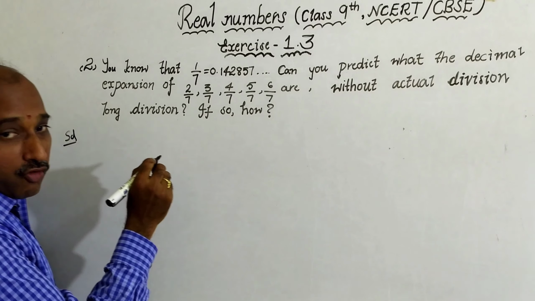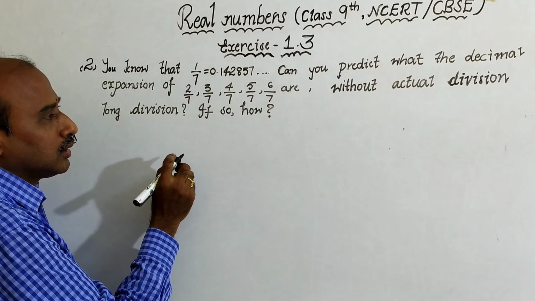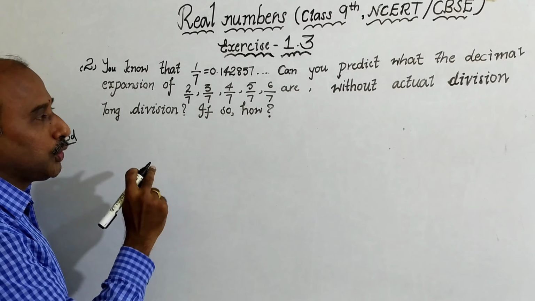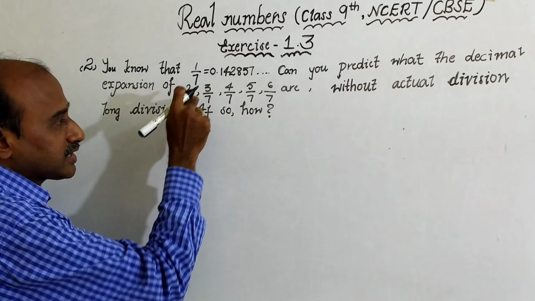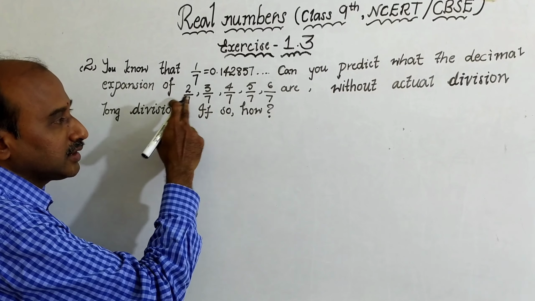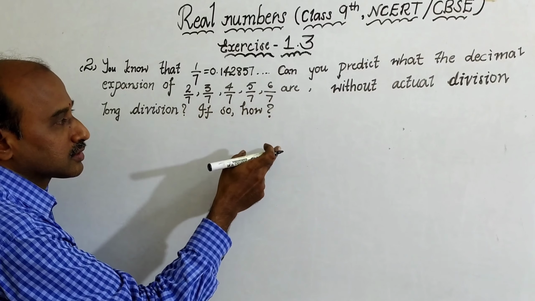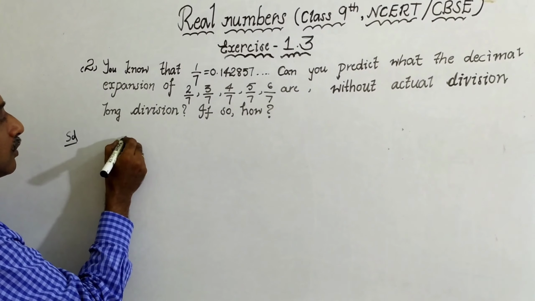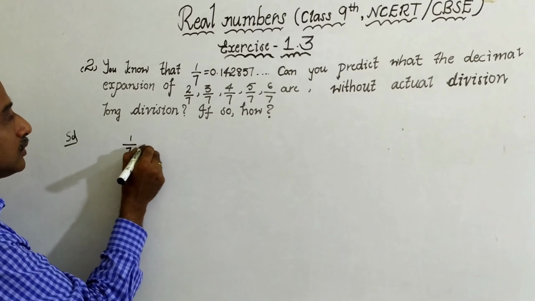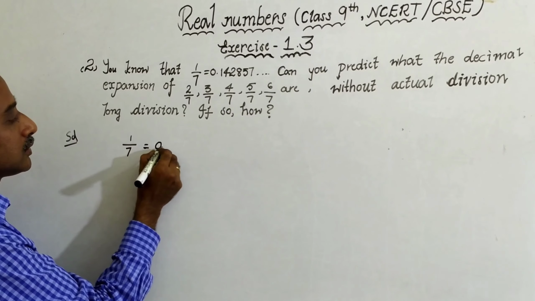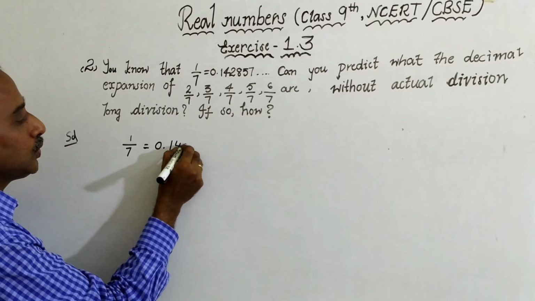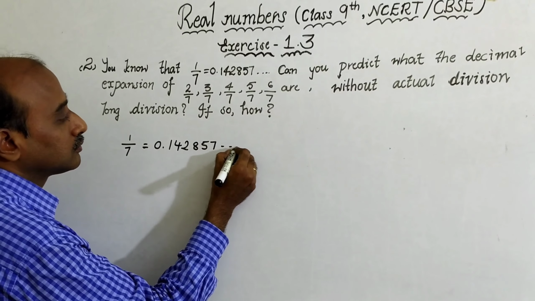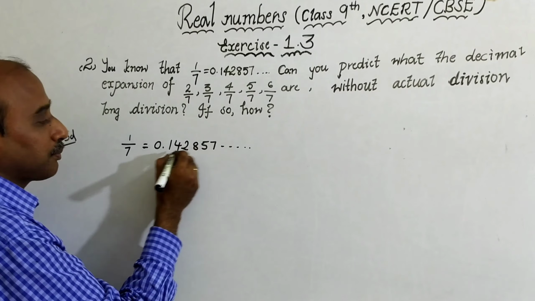Generally, the value of 1 by 7 is given. Suppose you want to find the value of 2 by 7. What will we do? 2 into 1 by 7. 3 by 7 means 3 into 1 by 7. Like that we can find the values. Now I will take 1 by 7. It is equal to 0.142857 and so on. So these numbers are repeating.